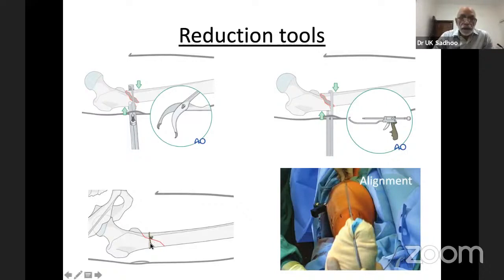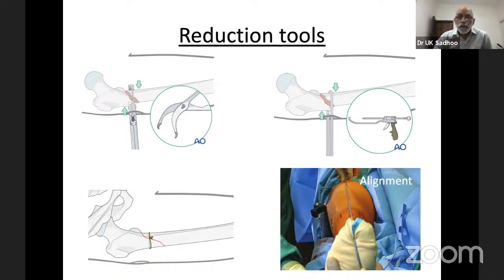Cerclage wire is definitely an option. It is non-intrusive. It would not interfere in the negotiation of the wire at all. It is somewhat flimsy, but it can work.